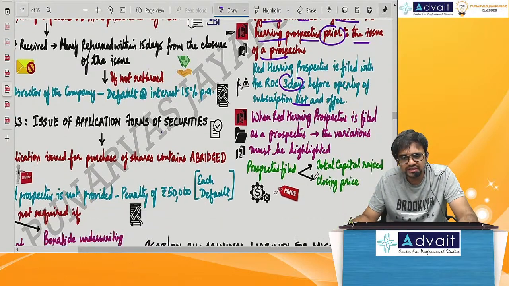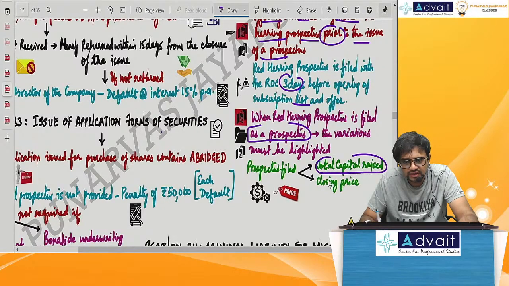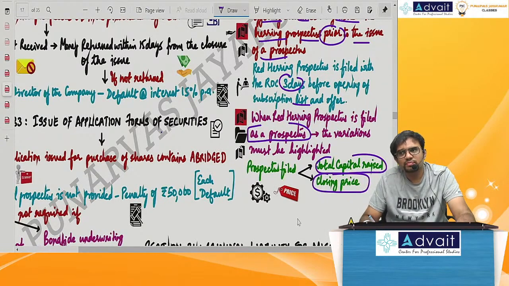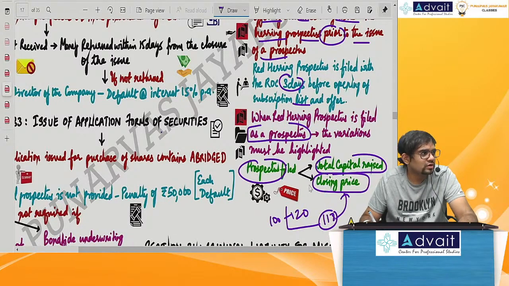When is the red herring prospectus filed as a prospectus? Very simple. When the total capital raised and the closing price are there. The QIBs will decide the closing price and the company will fix it. So in that price band of 100 to 120 that I explained, if they fix it at, let's say, 118, then the red herring prospectus will be converted to a normal prospectus. That's the difference between RHP and normal prospectus.